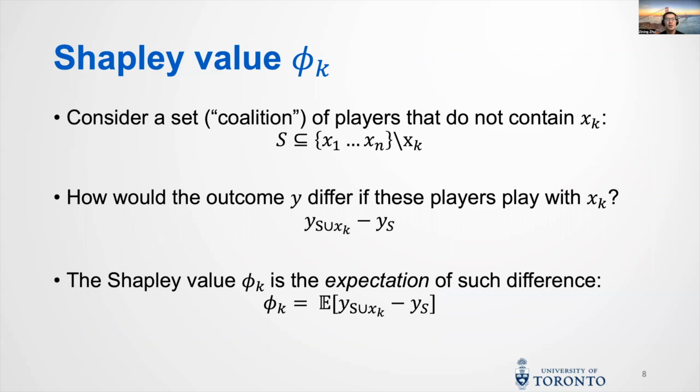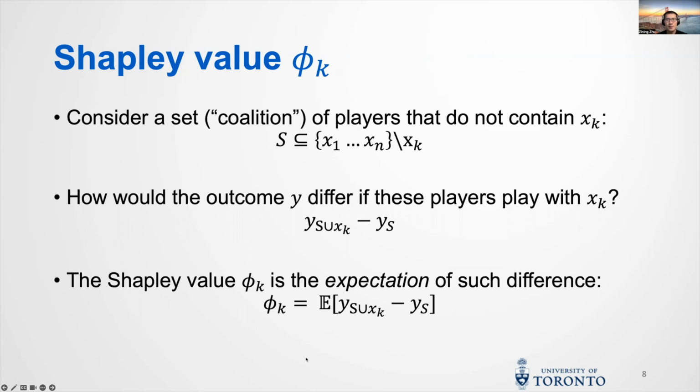Let's get to the computation of the Shapley value. Let's consider a set or a coalition of players that do not contain the target player, x_k. Let's write that as S. So S consists of a collection of players that do not contain x_k, and let's denote the outcome as y. We are interested in the difference between the outcome with this player and the outcome without this player. For each coalition S, we're interested in this difference, and we take the expectation over all the possible combinations or all the possible coalitions, and this is the Shapley value.